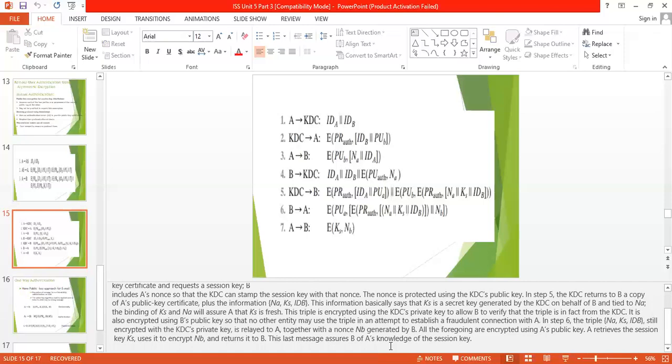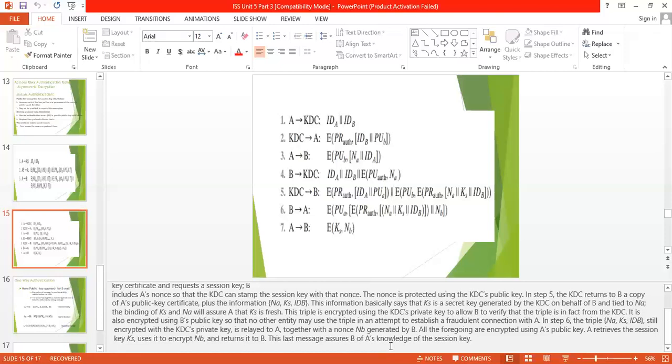In step 6, the triple NA, KS, and the ID of B, still encrypted with the KDC private key, is relayed to A together with a nonce NB generated by B. All of the foregoing is encrypted using A's public key. A retrieves the session key KS, uses it to encrypt NB, and returns it to B. So the last message assures B of A's knowledge of the session key.